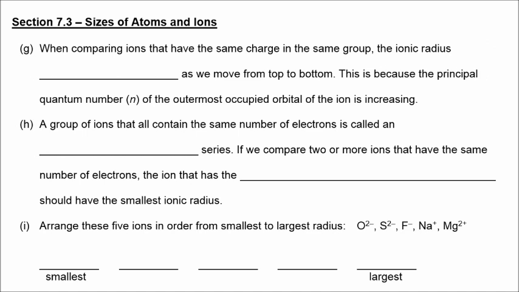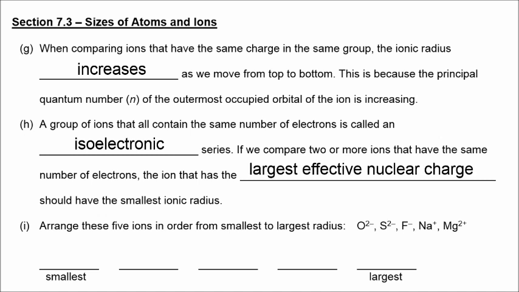All right, when comparing ions that have the same charge in the same group, so as you're going from top to bottom, the ionic radius increases. This is because the principal quantum number of the outermost occupied orbital of the ion is increasing. A group of ions that contain the same number of electrons is called an isoelectronic series. If we compare two or more ions that have the same number of electrons, the ion that has the largest effective nuclear charge would be the one that has the smallest ionic radius.